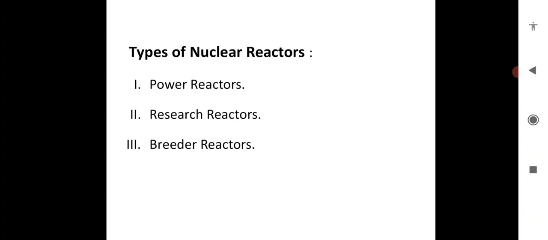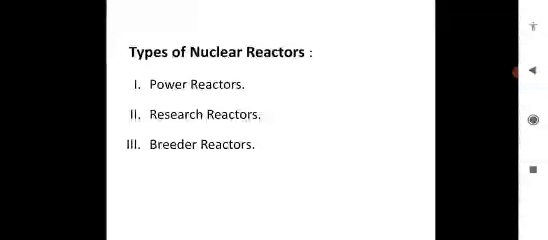The second one is research reactors. It is a reactor which converts fertile, that is non-fissionable, material into fissile material like uranium, plutonium, etc. That is also known as breeder reactors. A breeder reactor converts fertile material into fissile materials.